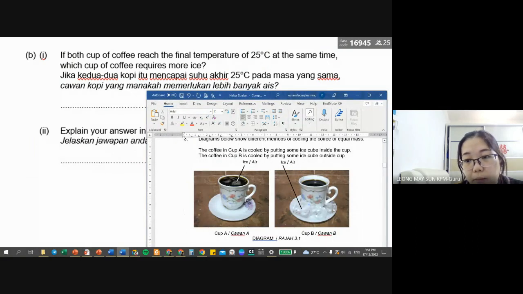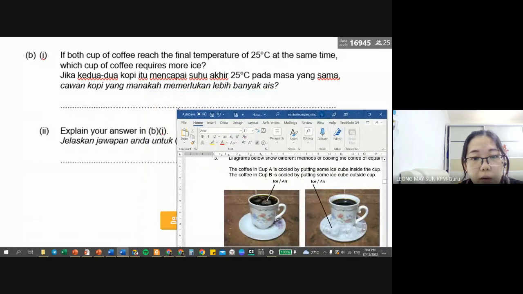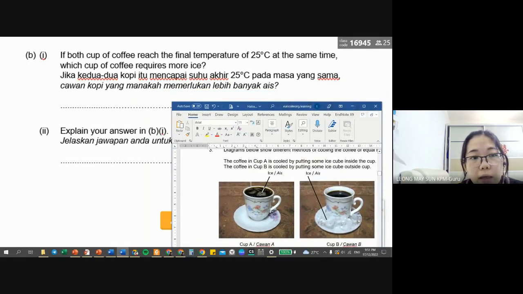Cup A is cooled by putting ice cube inside the cup. Cup B has ice cube outside the cup. So you have to answer two parts right now. 1 mark for each. Which cup will require more ice if it reached the final temperature at 25 degrees Celsius? A or B require more ice? Why?